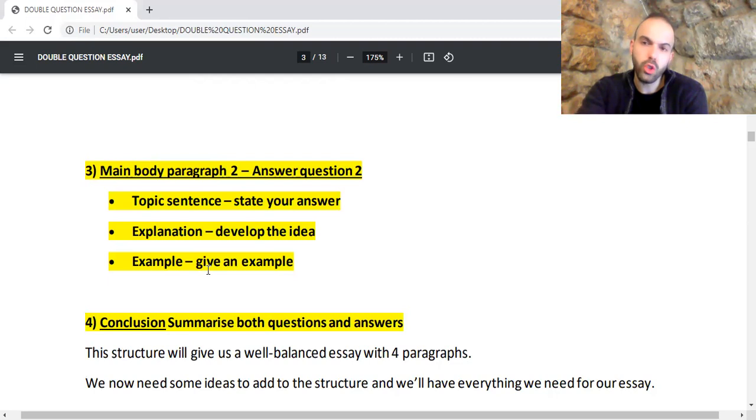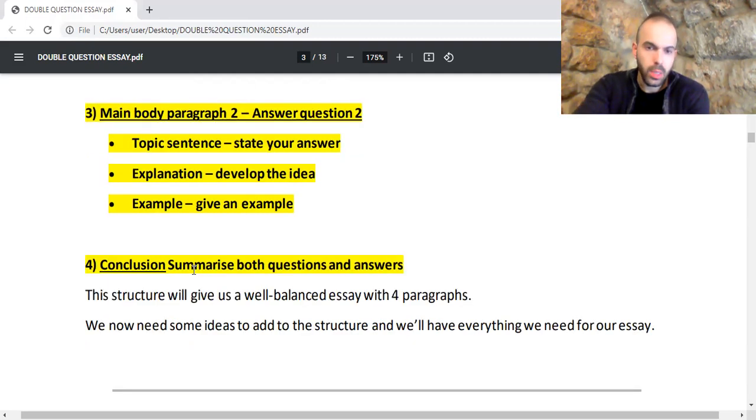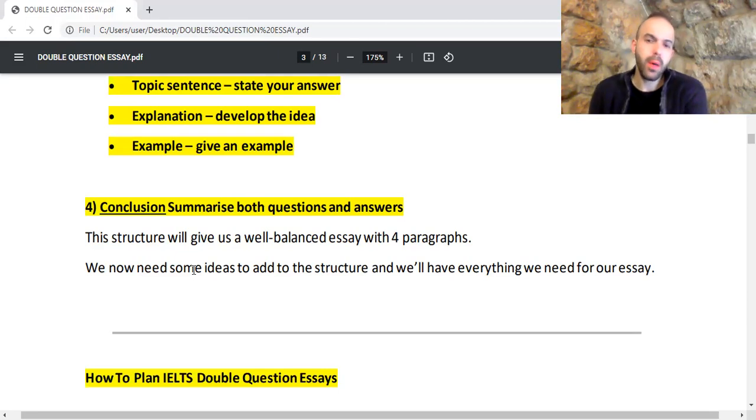So try to not change the specific structure for the main body paragraph, to not show sort of weakness. So you need to follow this structure to be able to show or demonstrate a strong structure. Now for the conclusion, where you summarize both the questions and answers. So as you can see, in the conclusion, you can simply paraphrase the introduction, by the way.